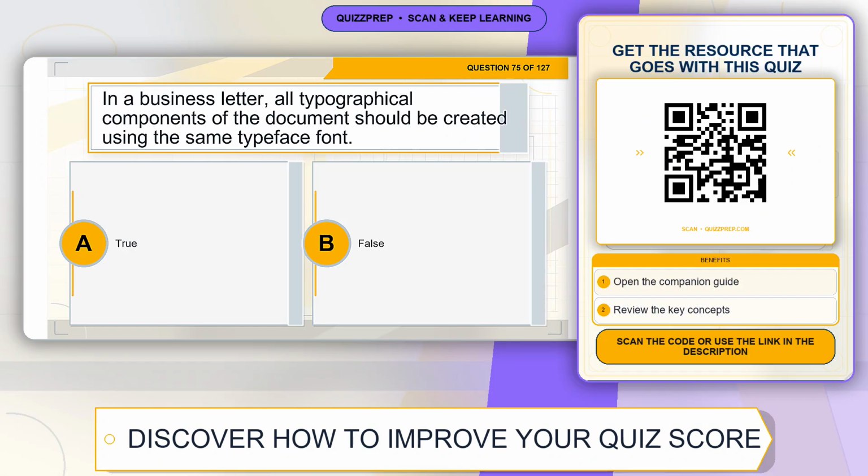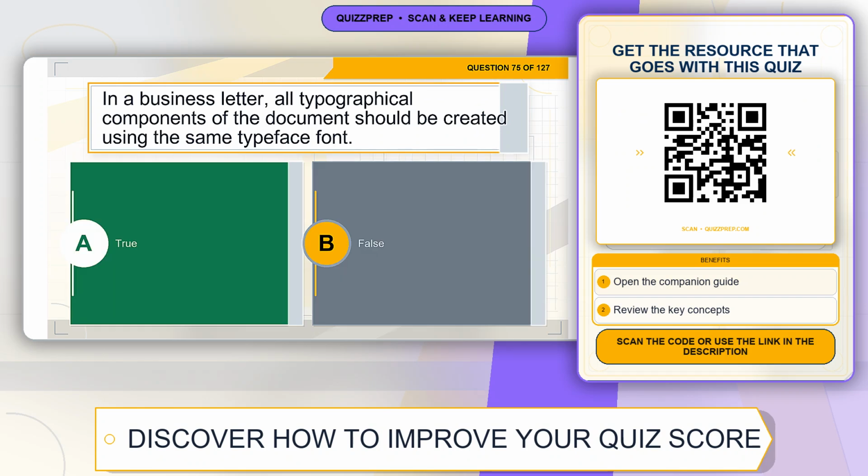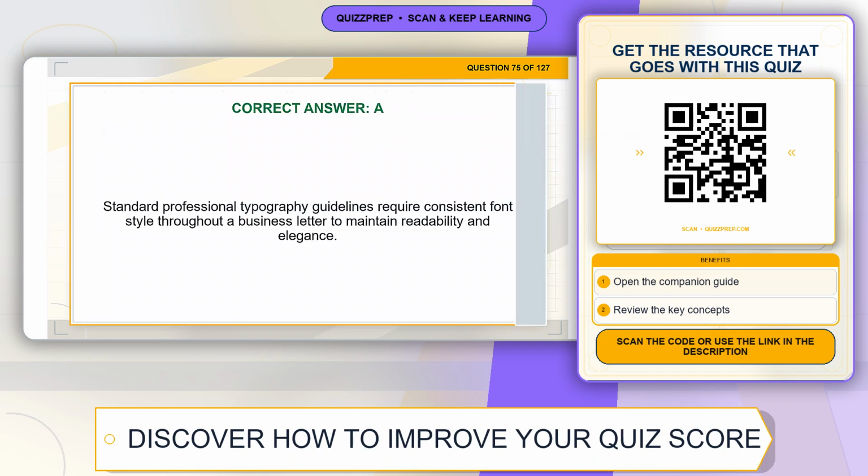Question 75. In a business letter, all typographical components of the document should be created using the same typeface font. Option A, true. Option B, false. The correct answer is option A, true. Explanation. Standard professional typography guidelines require consistent font style throughout a business letter to maintain readability and elegance.